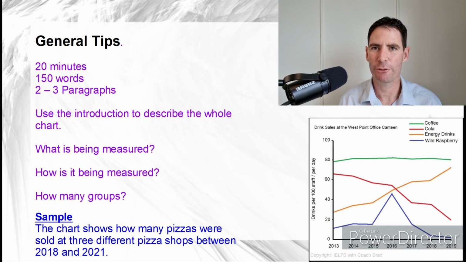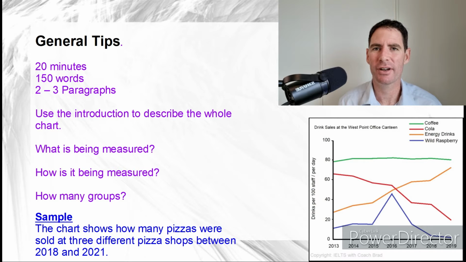Let's start with some general tips. As always, you want to use about 20 minutes for part 1 of the writing test. You have 60 minutes in total, but because writing task 2 is worth a lot more points and you require 250 words, you need to allow more time with that. Please do not take more than 20 minutes for writing task 1. 2 or 3 paragraphs should be enough, and you want to write 150 words or more.